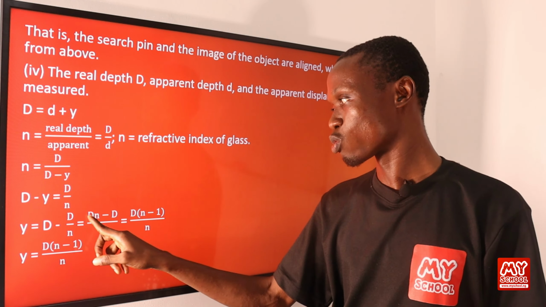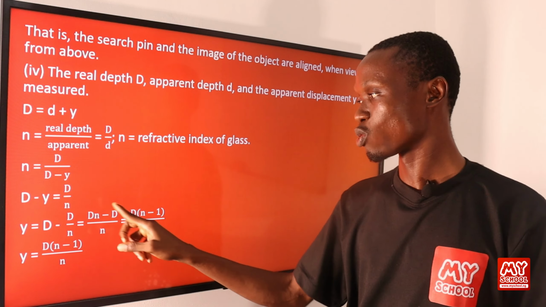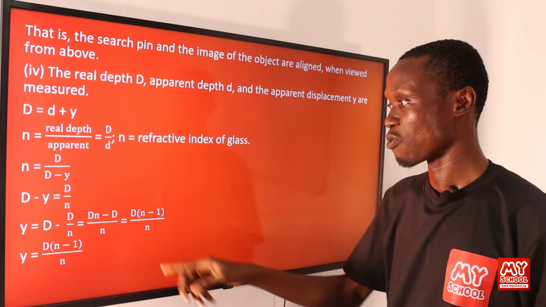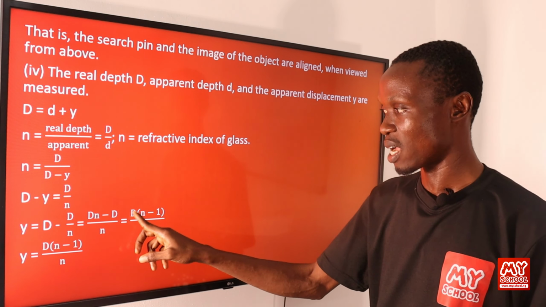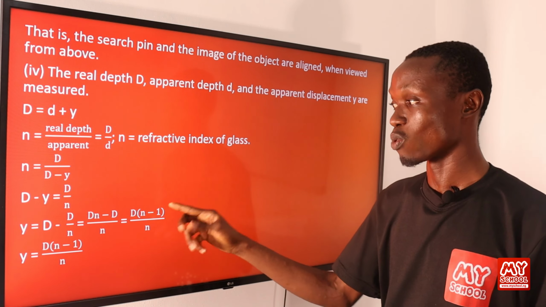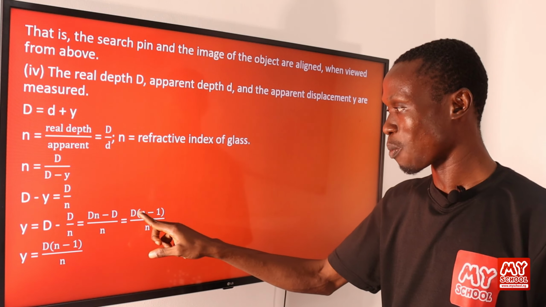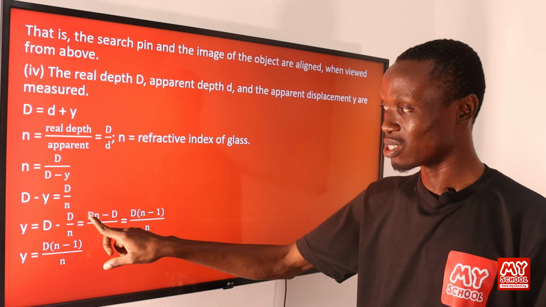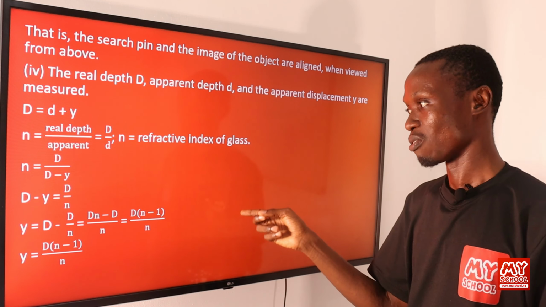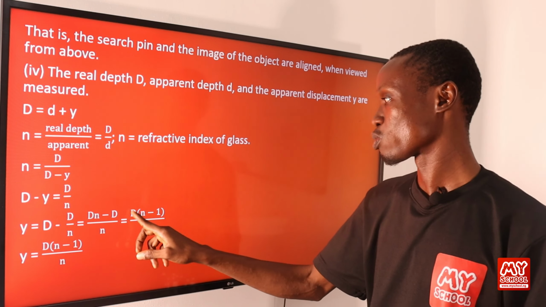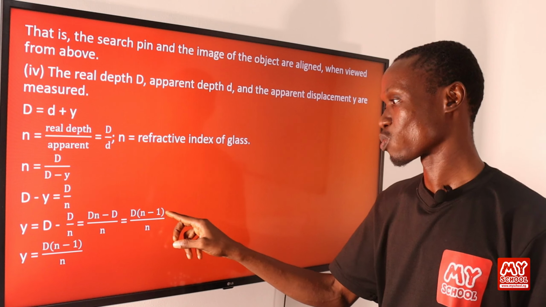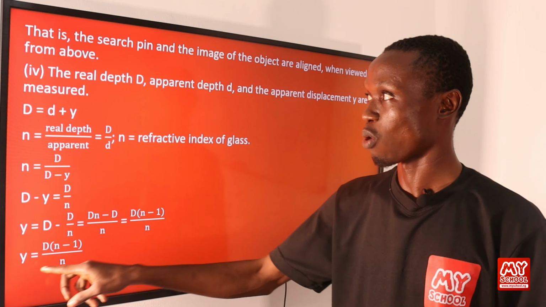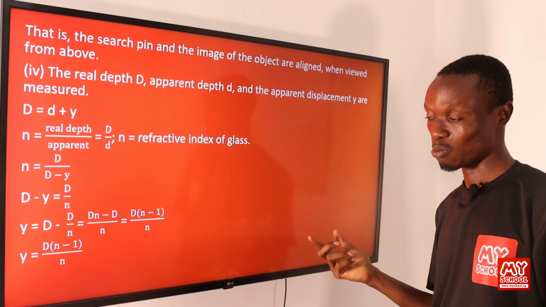If you check these two values very well, there is something common between them, which is D. So if we factor it out, we will have D outside, then bracket open n minus 1, right? Because if we use this D to multiply everything inside the bracket, which is n minus 1, it returns us back to Dn minus D. So y is now equal to D bracket n minus 1 all over n. So this is the formula that we use for calculating apparent displacement if we are asked to.